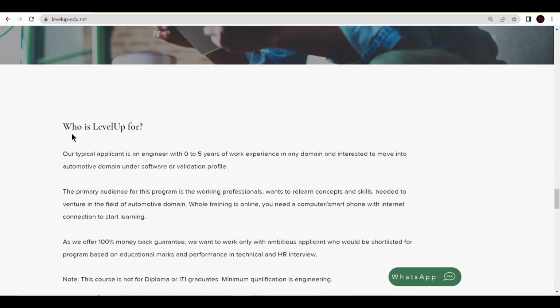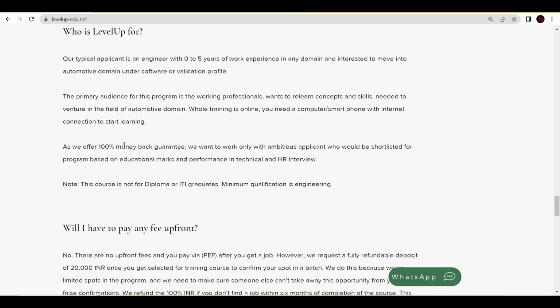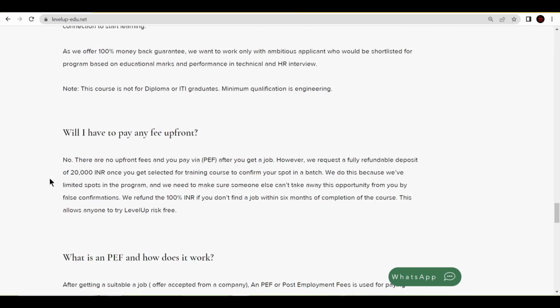So you might be thinking, who is this Level Up for exactly? Okay, so we have discussed this point. Will I have to pay any upfront fees? So here, if you look at it, there are no upfront fees. You pay via PEF after you get a job.